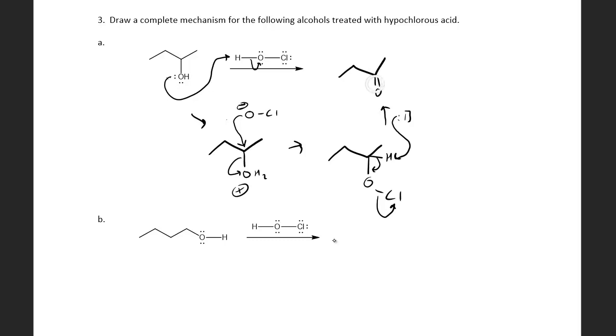We haven't covered this chapter yet, but this would be butane as our parent chain, and then our ketone is at the 2 position, so butan-2-one.